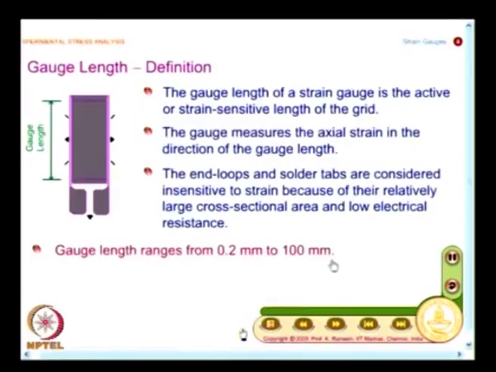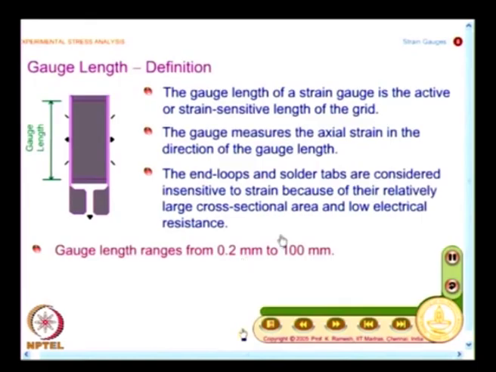In which class of material will you look for longer gauge length? Suppose I have a heterogeneous material like concrete, I would definitely go for longer gauge lengths. For most of your metallic applications, a 3 millimeter strain gauge is good enough, and 0.2 millimeter is only for very special applications.